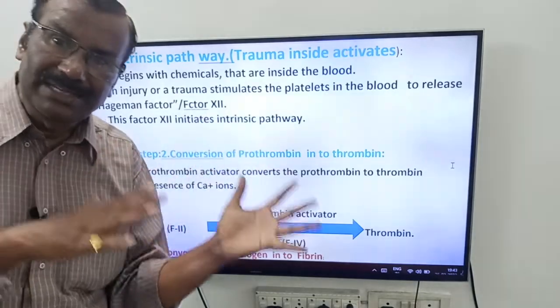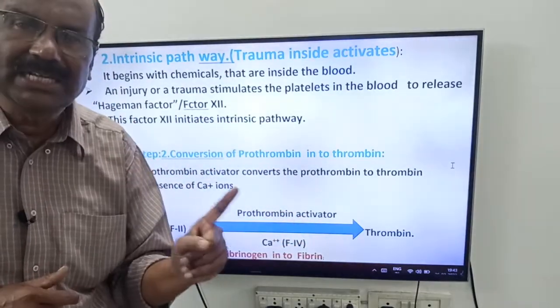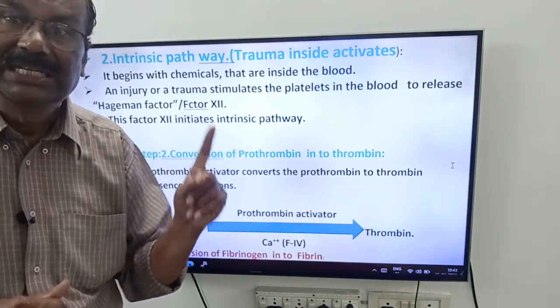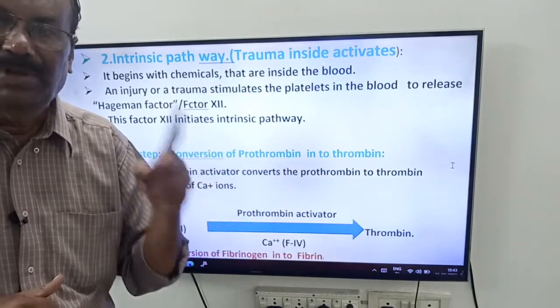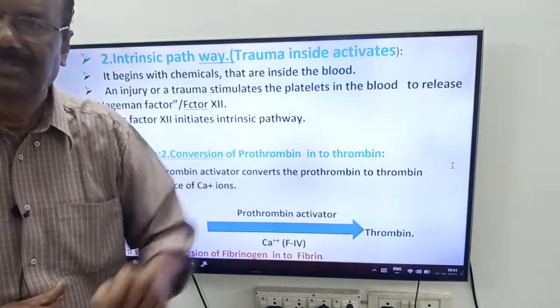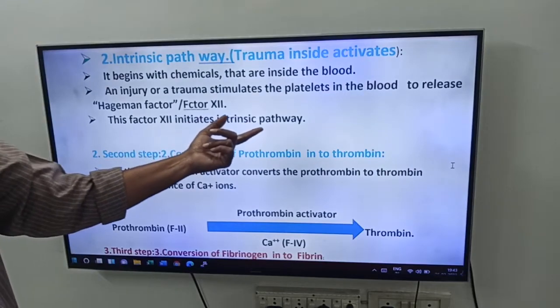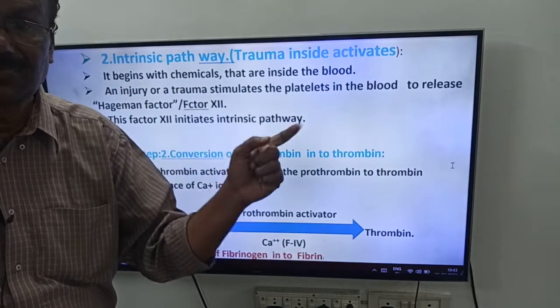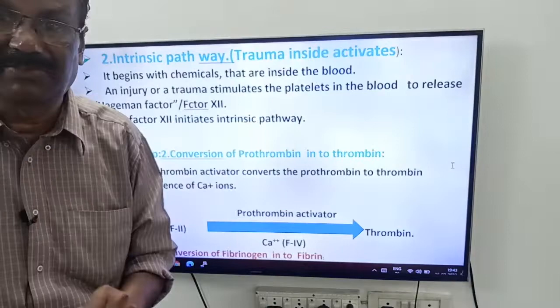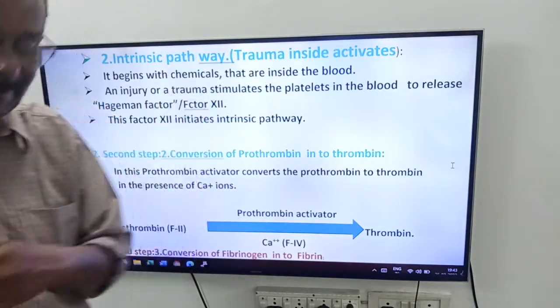Both factor 3 and factor 12 have the same function, but factor 3 is released from the injured tissue. Factor 12, that is Hageman's factor, is released from the platelets. Now see, friends, this factor 12 initiates the intrinsic pathway, and factor 3 initiates the extrinsic pathway.